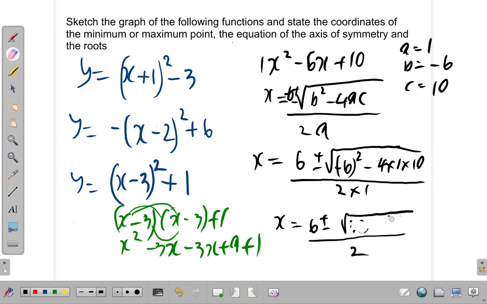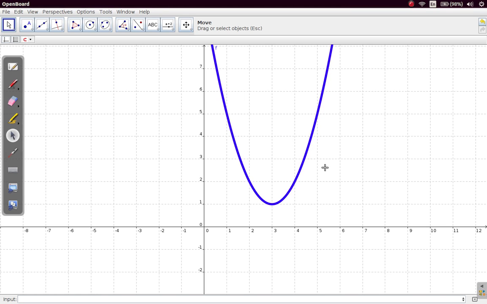Alright, so let's simplify what we have. Under the square root sign is negative 4. But the thing is, you're not able to find the square root of negative 4. So again, you see that the equation has no roots.